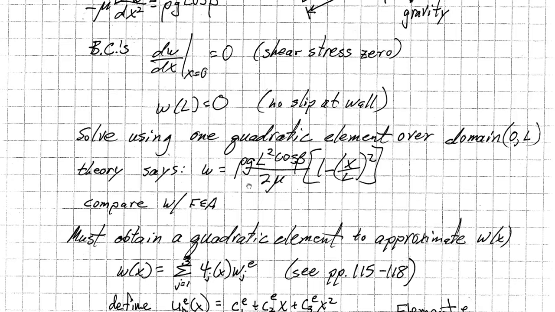Theoretically, the solution of this has this form. My velocity is of course a function of gravity, density, length of the plate, the angle, and shear viscosity, and it's quadratically dependent on the distance from the plate. So this is going to motivate why we introduce a quadratic element. Turns out when you introduce this, the functional form of W is going to be a quadratic, just like our theoretical solution.